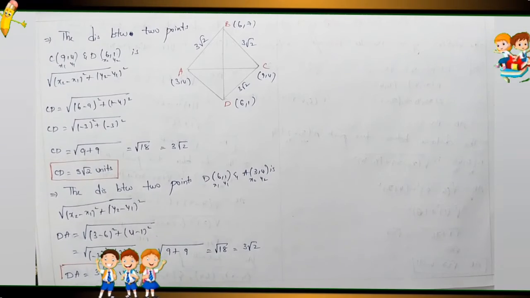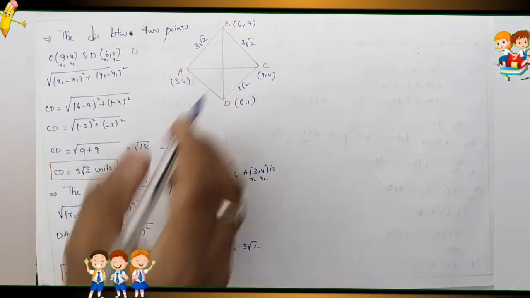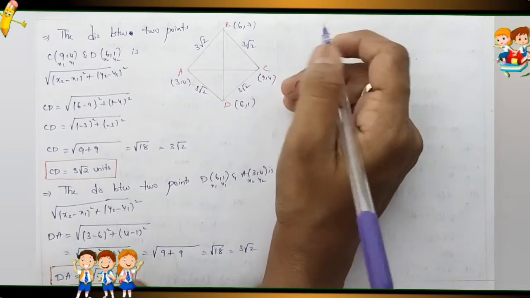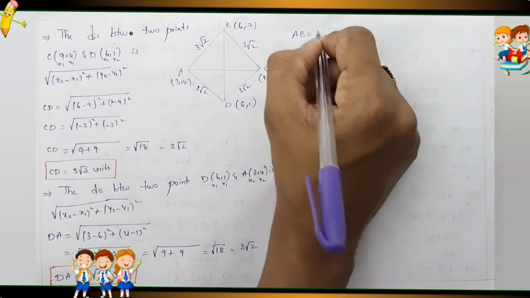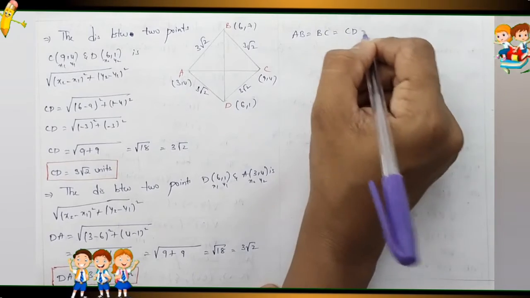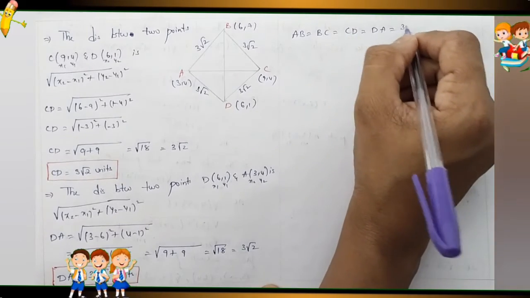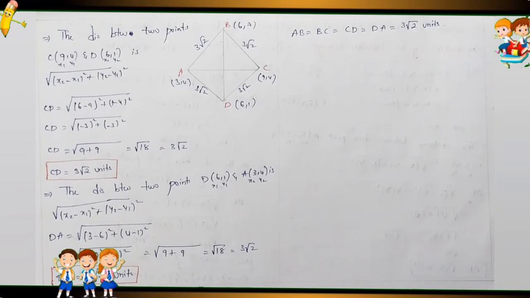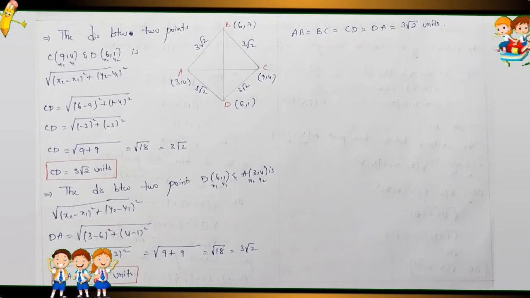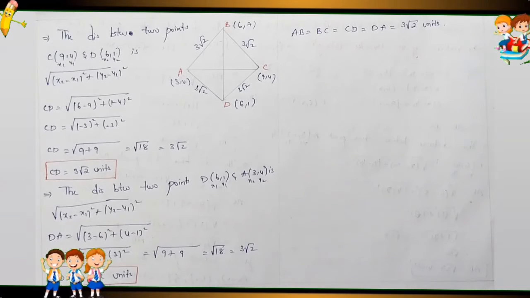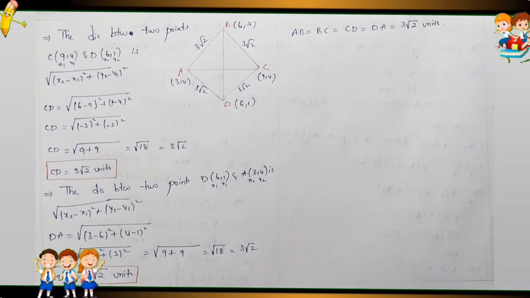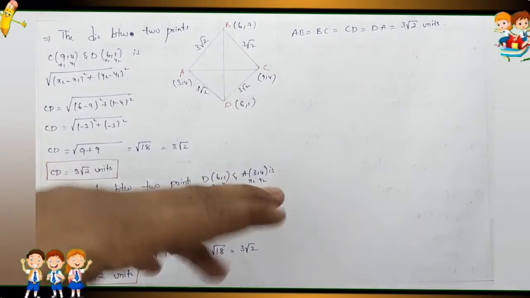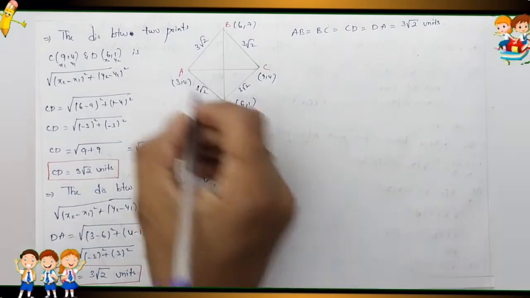So DA also you got 3 root 2 units. So all the values should be equal. That is AB equals BC equals CD equals DA, we got the same answer, 3 root 2 units. Now we can find out the diagonals. If the diagonals are equal, you can say that ABCD is a square. If they are not equal, we can say that it is not a square. Now we can find out AC and BD.